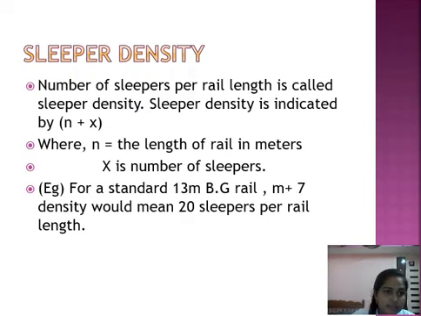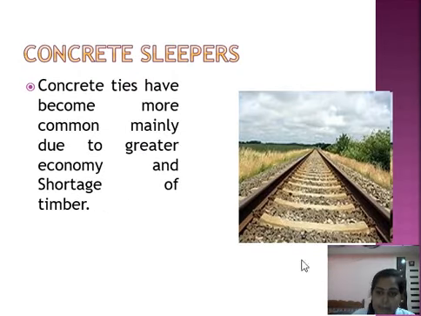That is the number of sleepers, 1, 2, 3, 4, 5, 6, like that. Number of sleepers required per rail length. Per rail length means 13-meter rail length. How many sleepers are required? That is known as sleeper density.